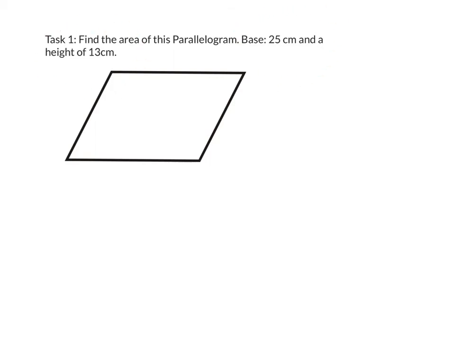I can start off by labeling my parallelogram here to help me visualize. My base is down here, so that would be 25 centimeters. And then my height can either be over here or over here, because this is where the two parallel lines would meet to create a right angle. So I can go ahead and label that in. If my base is over here, I can draw a dotted line and label that. So my height is 13 centimeters. Okay, and then I'm ready to sub this information into my formula.